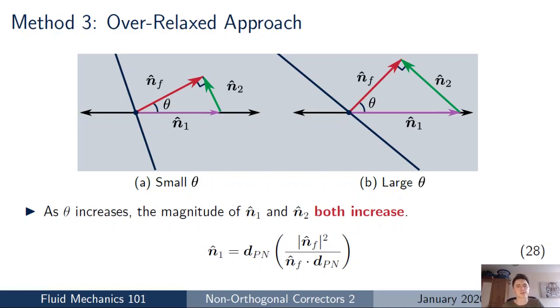So I presented 3 different treatments for you here of how we can decompose that vector nf into different components n1 and n2. And in all cases, n1 is parallel with the vector dpn, and so we can use the same orthogonal correction approach for all 3.